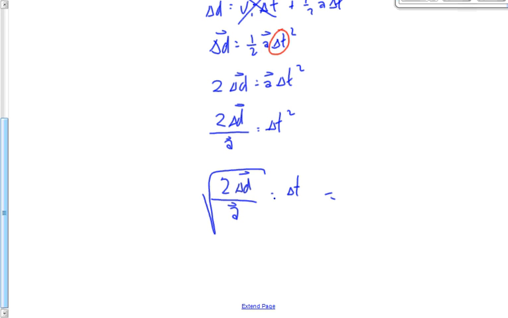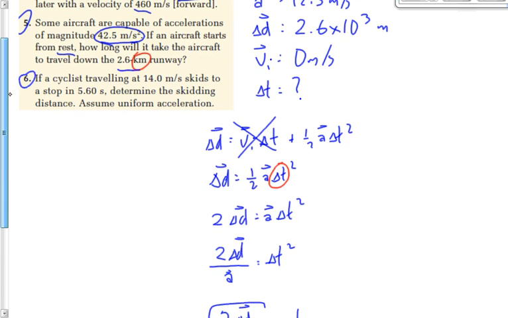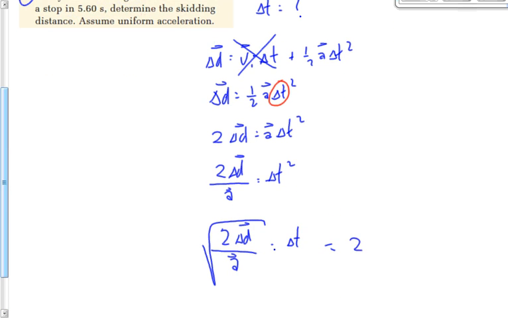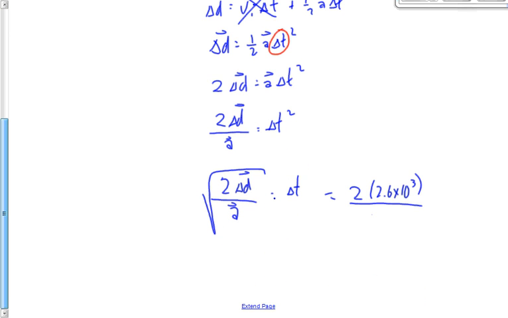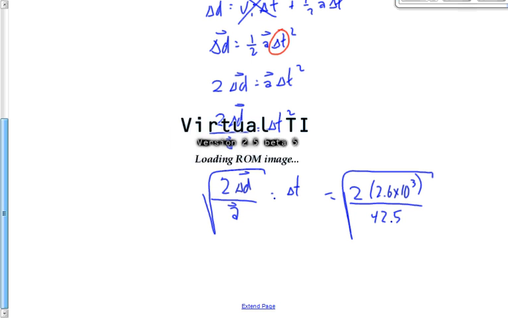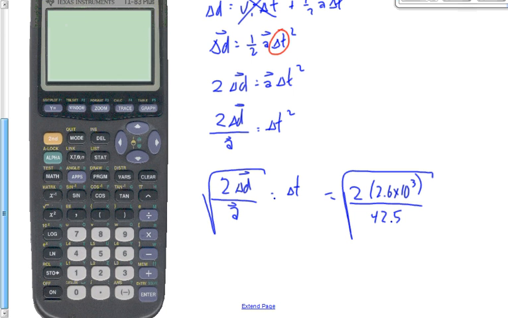Okay, 2 times delta D over A. We got 2 times 2.6 times 10 to the 3 divided by the acceleration, which was 42.5, and then we're going to square root that. Let's pull out the calculator here and do this as a group, okay? Follow along with me on this one. We've got 2 times, remember, we're forgetting about the square root here right now. 2 times 2.6 times 10 to the 3 divided by 42.5 equals. Okay, that's what's inside the square root sign.